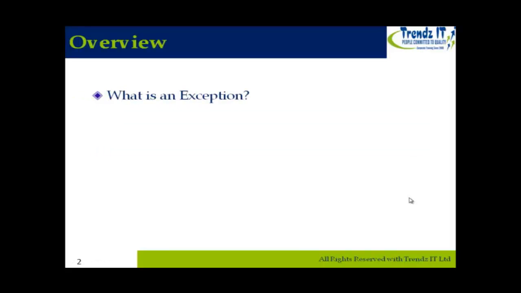Firstly, what is an exception? An exception is a runtime error which may or may not occur. If it occurs, it leads to the abnormal termination of the program. It is very important to handle the exception for two reasons. One is to avoid abnormal termination of the program. Second is displaying user-friendly messages to the end users.